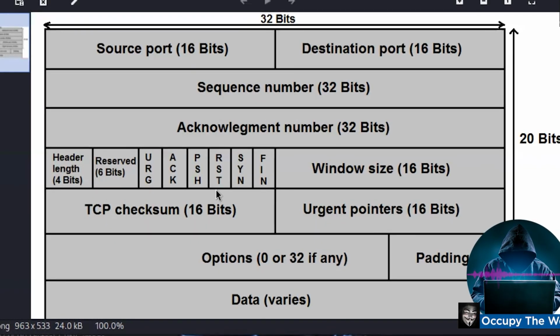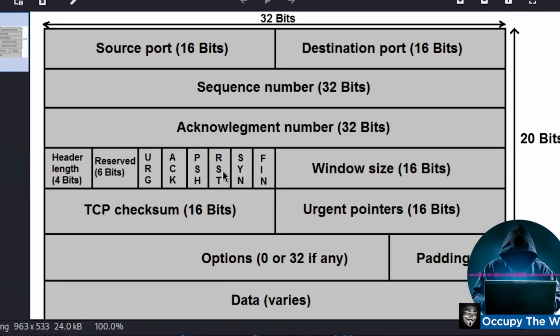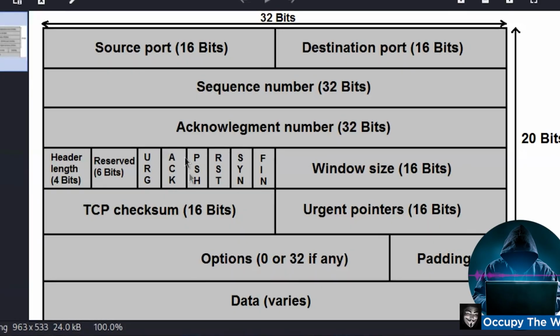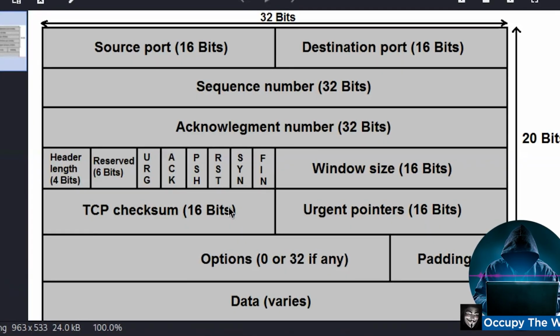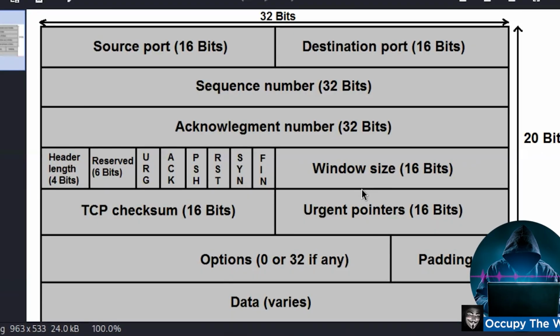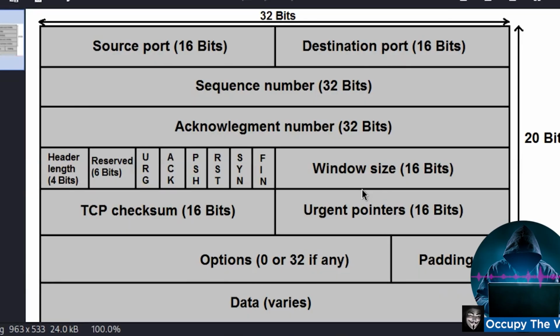Nmap goes out and sends packets with the SYN flag on. If it gets a SYN ACK coming back, it says the port's open. If it gets a reset, it says the port's closed. So it's pretty simple. This is not rocket science. It doesn't have to make the three-way handshake; it's basically just reading the packets that are coming back.